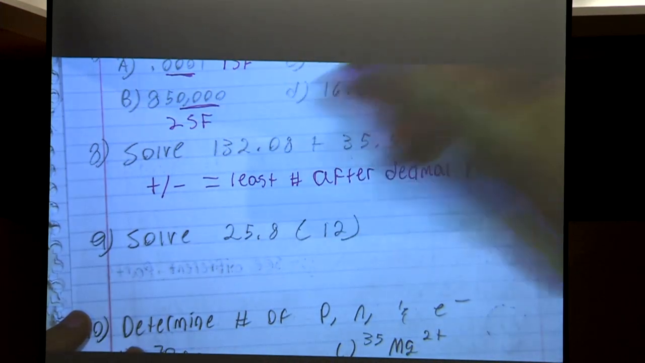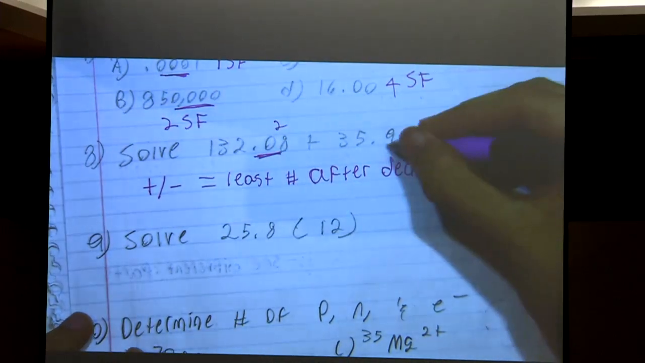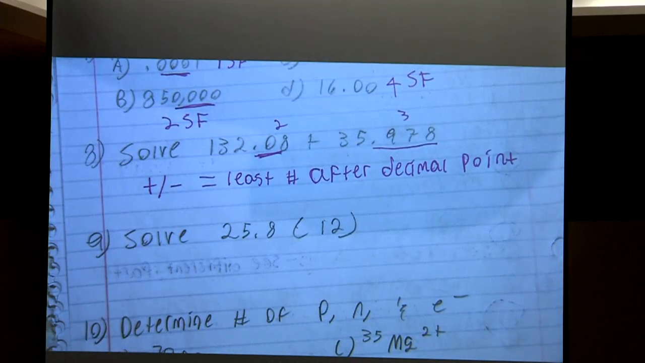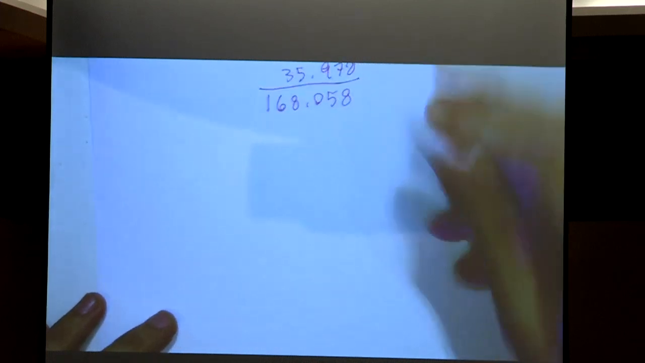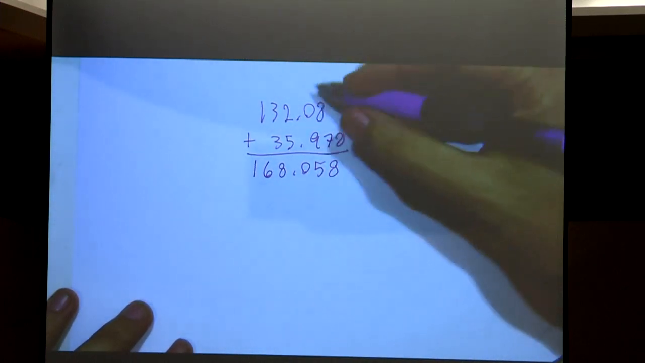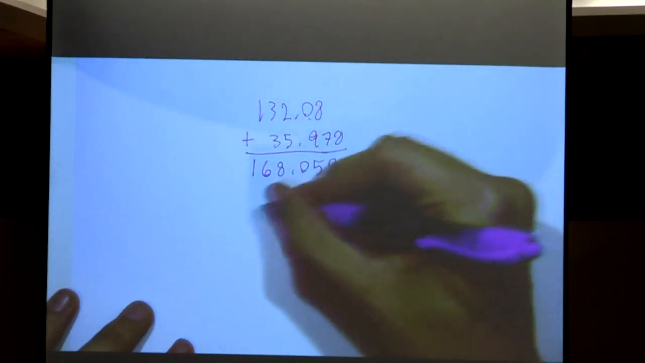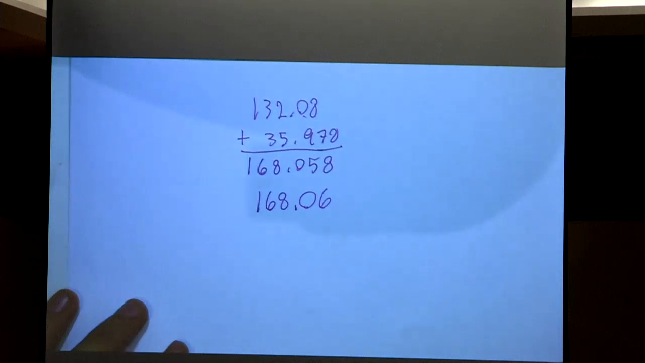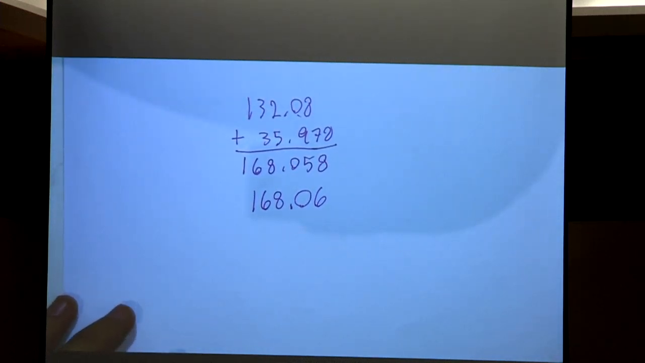So for 132.08, we've got 2 numbers after the decimal point. And for this number, we have 3 after the decimal point. So when we add them up, 132.08 plus 35.978, if you put that in your calculator, you're going to get 168.058. But we know for adding and subtracting, you're going to round so that you have two numbers after the decimal point. So you're going to end up with 168.06 as your final answer. Okay.